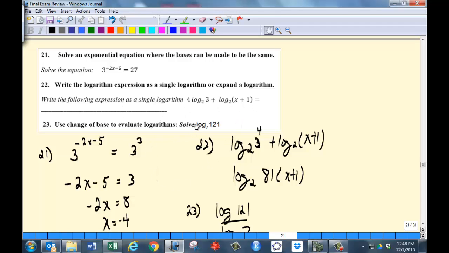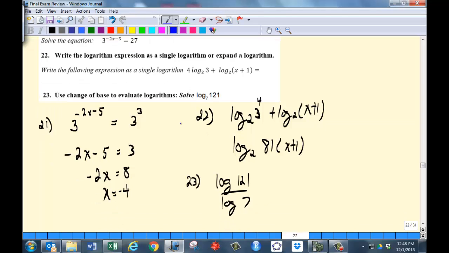Now change of base is just, well, the log of 121 divided by log of 7. So that change of base formula is fairly straightforward. Make sure you know change of base.